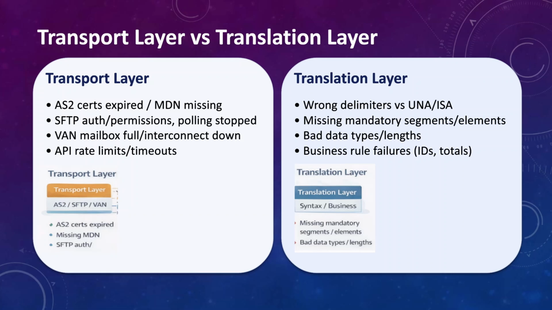On the transport layer, the message may fail to deliver: an expired AS2 certificate, missing MDNs, SFTP authentication or permission issues, VAN outage, or API timeouts and rate limits. On the translation layer, the message arrives but can't be processed: wrong delimiters compared to UNA or ISA, missing mandatory segments or elements, invalid data types or lengths, or business rule failures like bad IDs and totals. Classifying the failures by layer is the fastest path to the right fix.